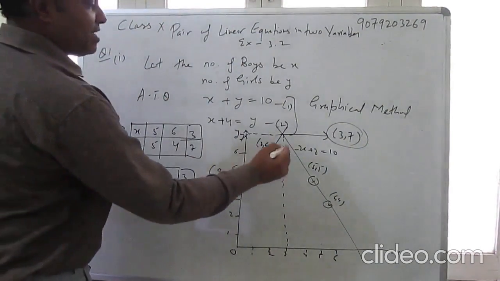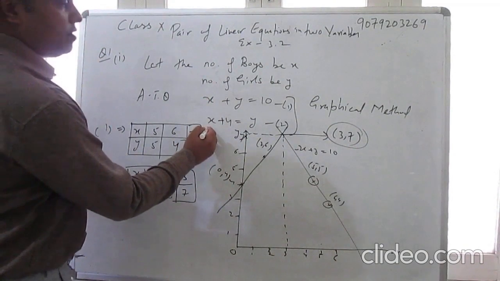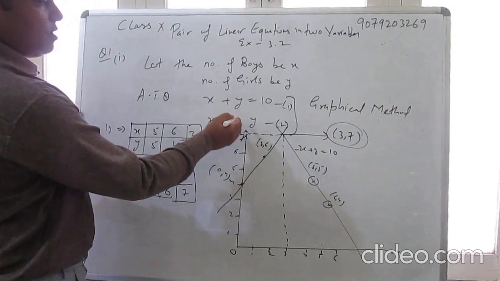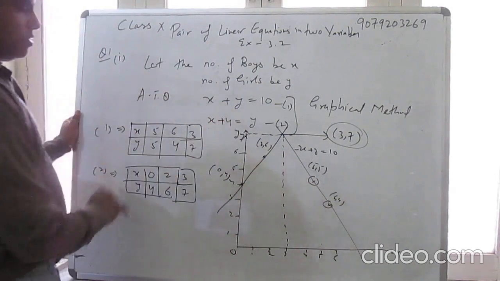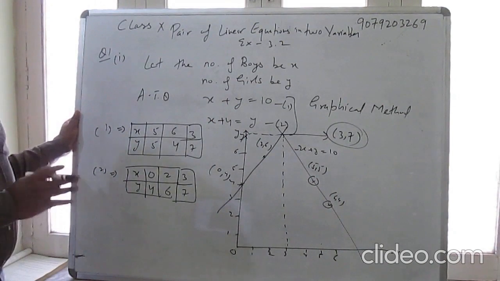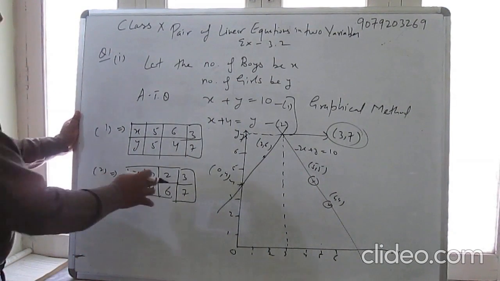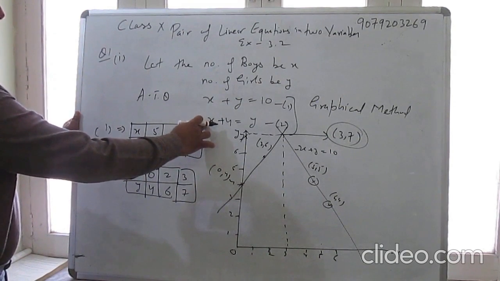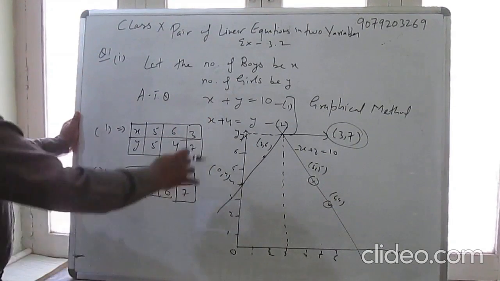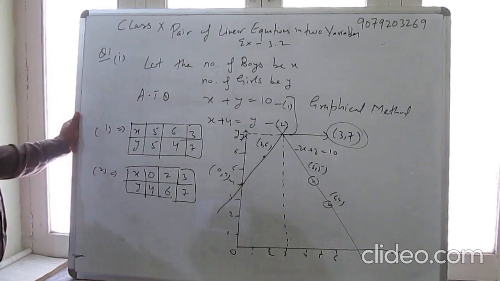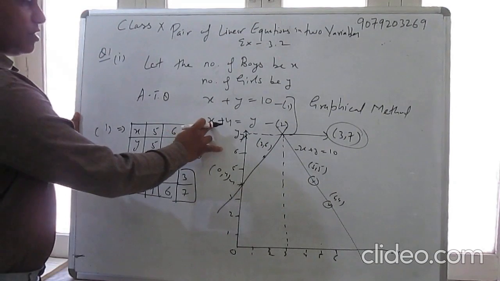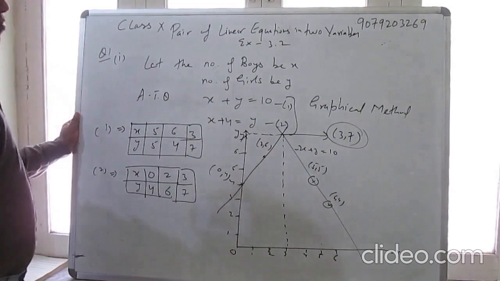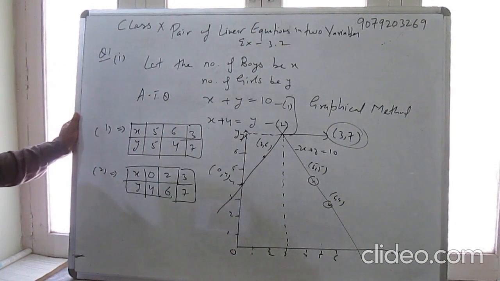You can check with this also. Here the coefficient of x is 1 and here it is 1. The coefficient of y is 1 here and minus 1 here. So a1 upon a2 not equals b1 upon b2. Put the values: 3 plus 7 is equal to 10. And for the second equation, y minus x is 4, so 7 minus 3 is 4. So this is the solution.